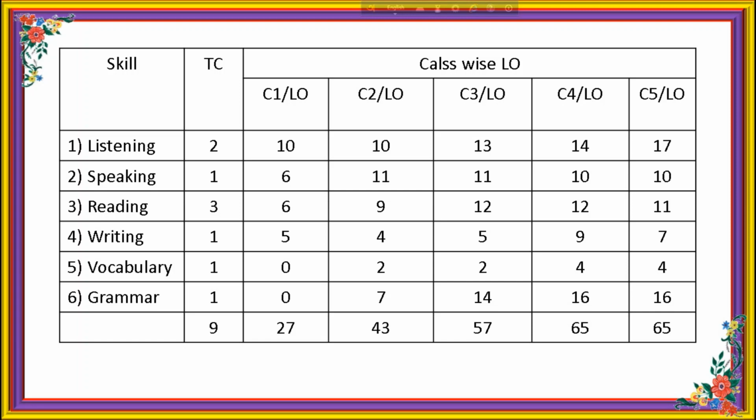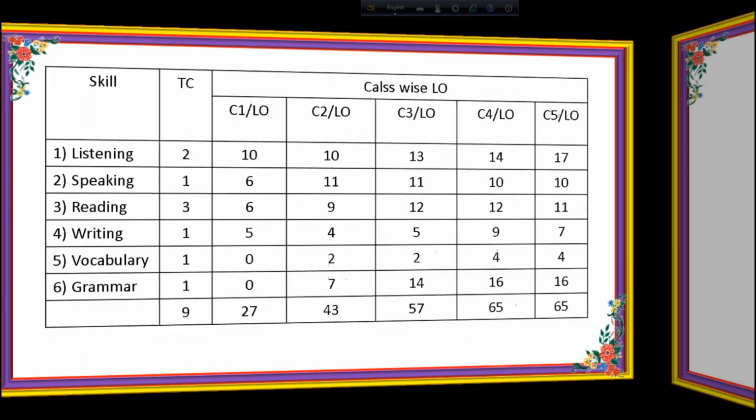So we have 6 skills here: listening, speaking, reading, writing, vocabulary and grammar, and also terminal competency 9, attainable competency for learning outcomes: for class 1, 27, for class 2, 43, for class 3, 55, 57, class 4 learning outcome 65, and class 5 learning outcome 65. So this is the summary of the session.